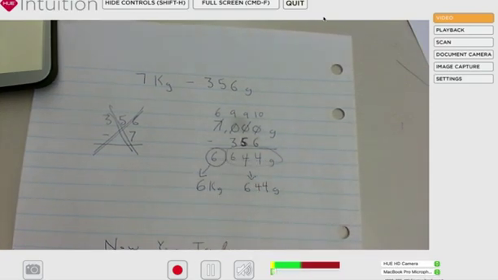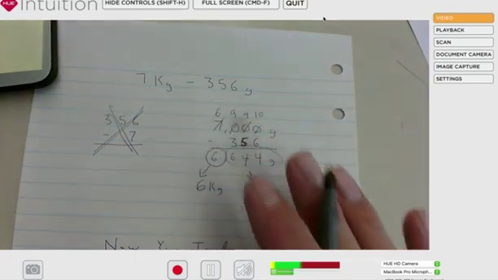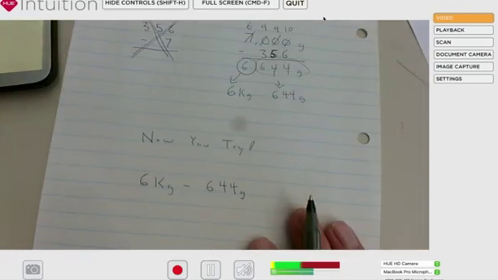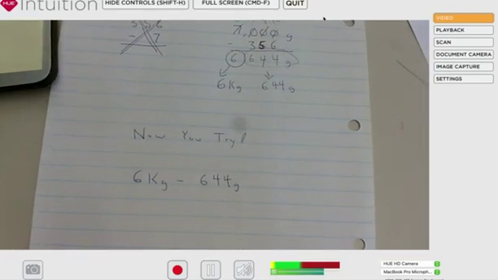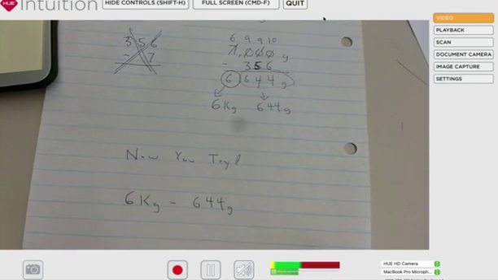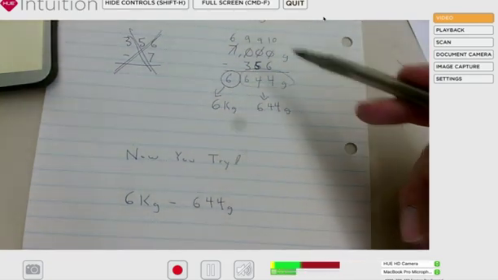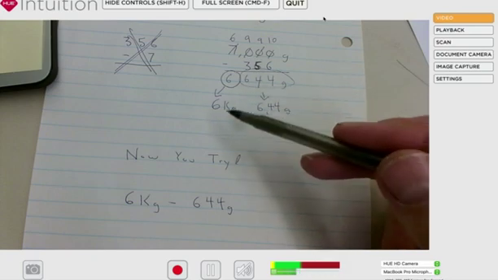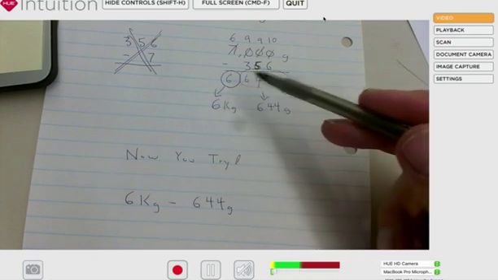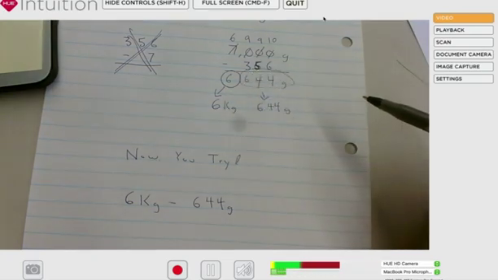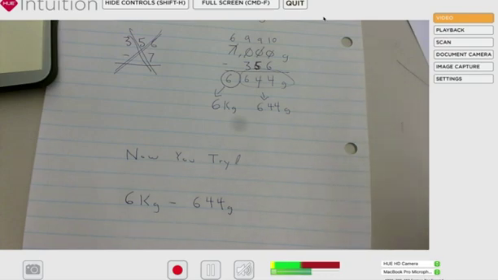Make sure you copy this down completely. Don't copy that down. And then now you try one. Pause the video. Do it the same way that we just did it here. Make sure that answer is separated, and make sure you do that properly. Pause the video, and I'll see you in a moment.